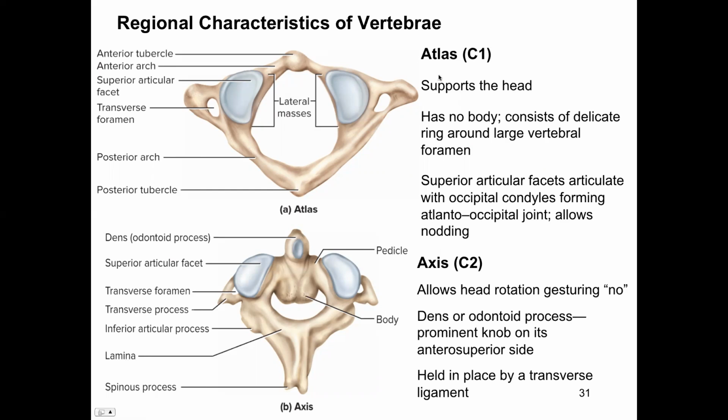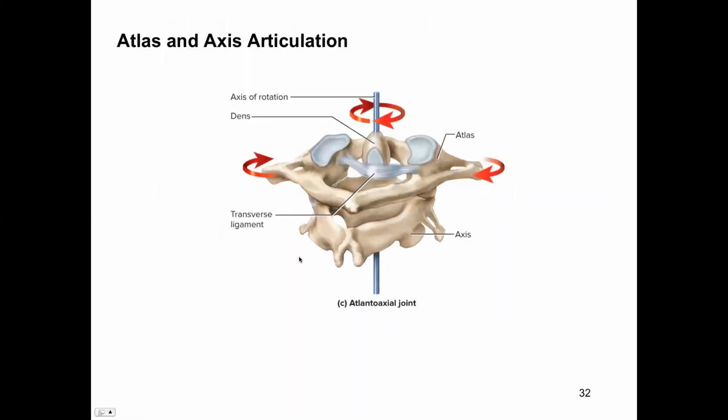So atlas, I think it's Greek, or is it Roman? I don't know. But that's the god that holds the earth. So you could say holding the skull. So that's C1. And the axis is going to have this dens to allow the skull to turn on its axis.